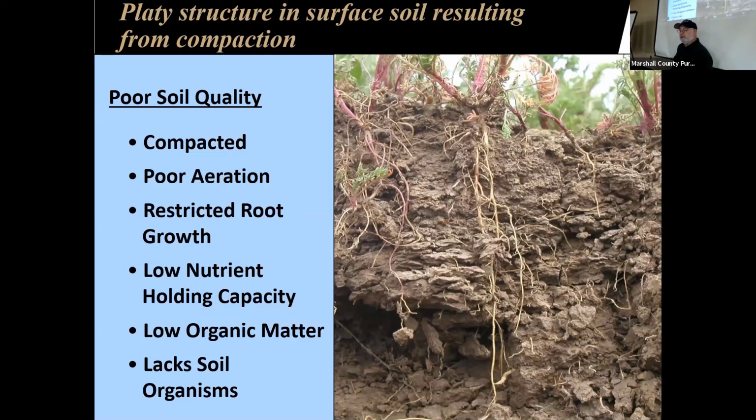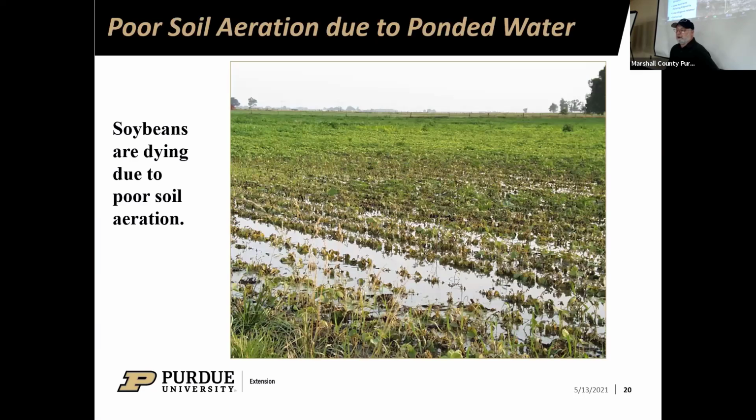Poor soil will have a compacted, platy structure, be low in organic matter, and lack soil organisms due to the lack of air and water movement. Soil organisms need a good environment. They need, just like our roots, good aeration and nutrients.